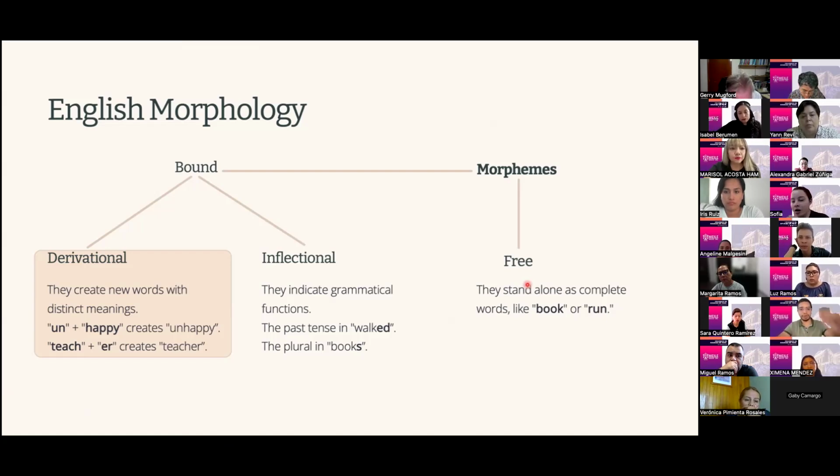And we have 2 examples. For example, happy is a meaning, happy. But if we add the prefix un, we create unhappy, which is a new word with new meaning. The same happens with the verb teach. If we add the suffix er, now we have a noun. So instead of the verb teach, we have the noun teacher.